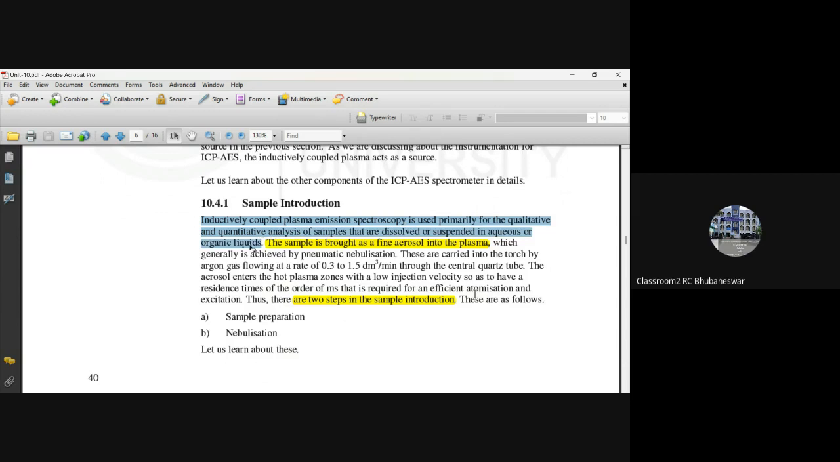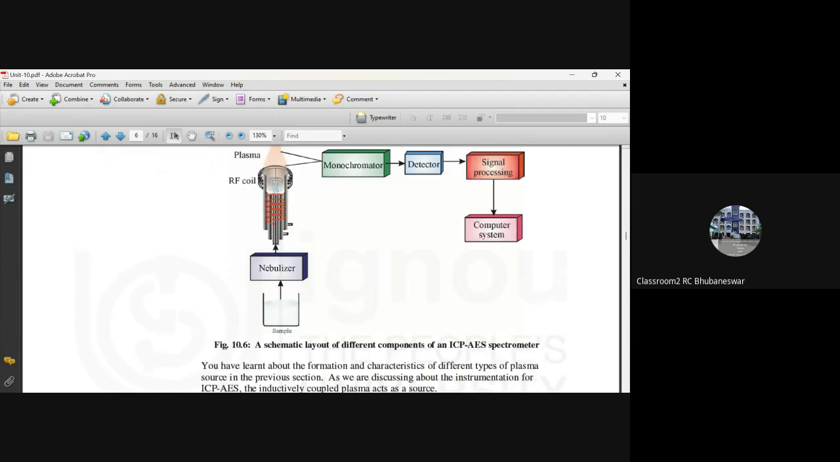Okay, the sample is brought as a fine aerosol into the plasma, which is generally achieved by pneumatic nebulization. These are carried into the torch by argon gas flowing at a particular rate through the central quartz tube. Here, the central quartz tube is there. Argon gas will be passed through this.